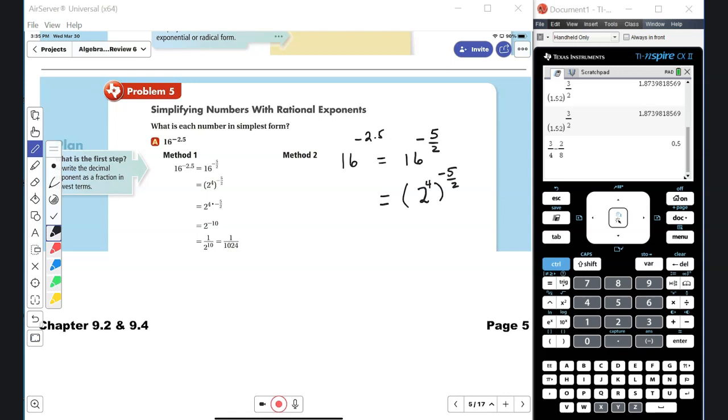And you know your power rules. You know that if you have a power raised to a power, you can multiply. 4 times negative 5 is negative 20 divided by 2. So you have 2 raised to the power negative 10. Because what's negative 20 divided by 2? It's negative 10. And then, since it's a negative, you do the reciprocal, which is 2 to the 10th, which gives you 1 over 1024. When you evaluate 2 to the 10th, it's 1024.